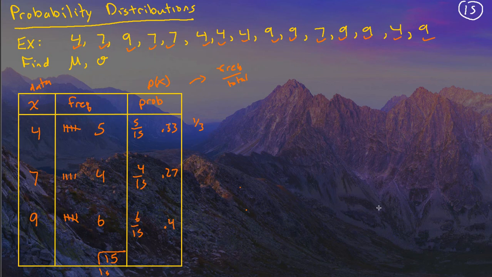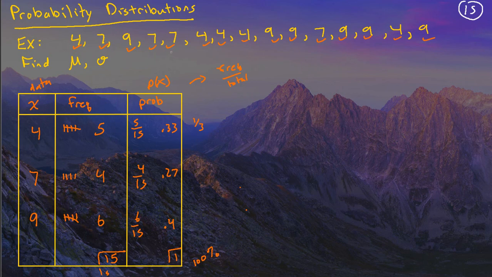When I am done with my probabilities, they should add up to 1, meaning 100% of the data. What we're saying here is if I were to mix all these numbers up and select one randomly, the chance that I select the 4 is 33%, the chance I select the 7 is 27%, and the chance that I select a 9 is 40%. So how does that help us?